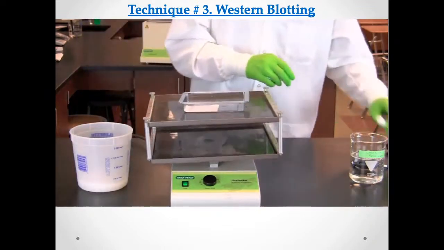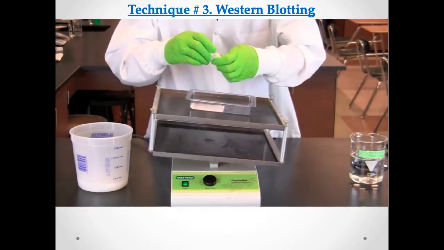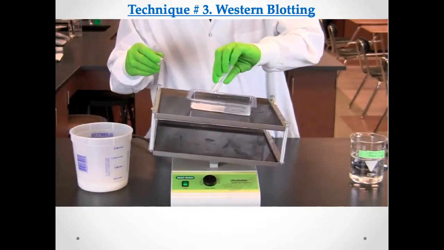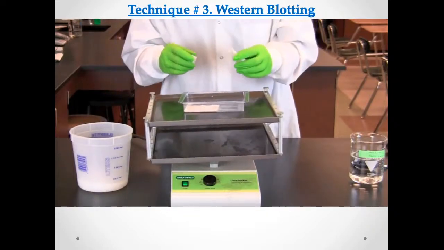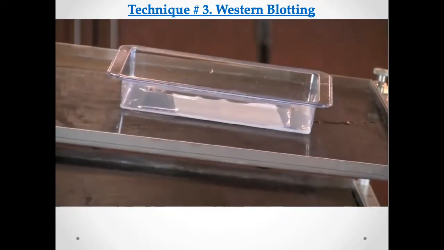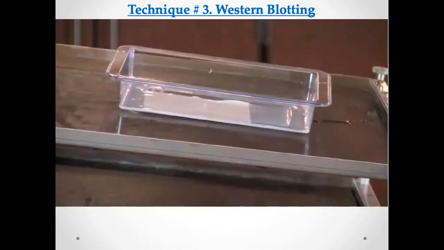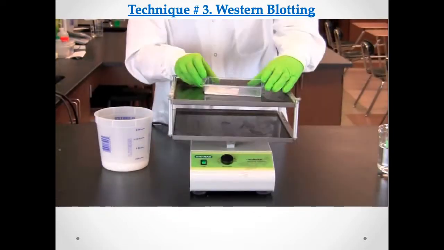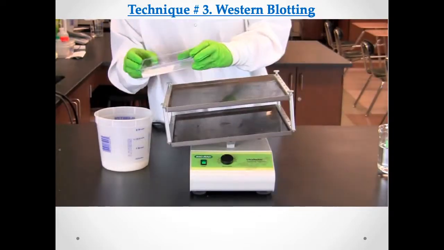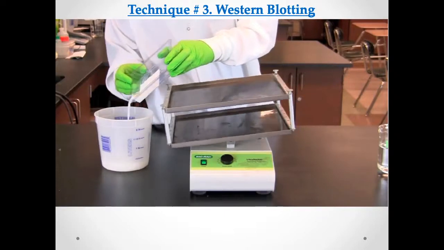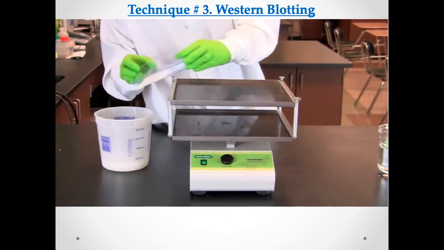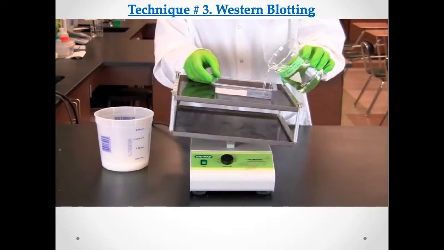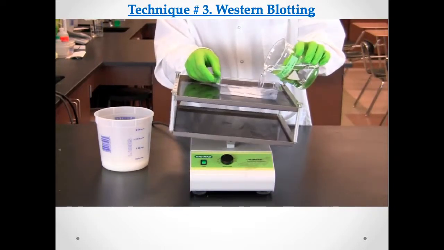Add 10 milliliters of secondary antibody and incubate the membrane for 5 to 15 minutes on the rocking platform at a fast speed. Pour off the secondary antibody. Rinse the membrane quickly in 50 milliliters of wash buffer and discard the wash buffer.